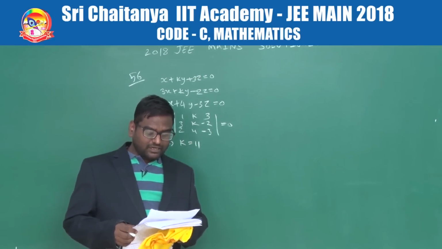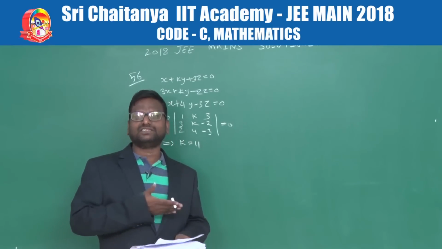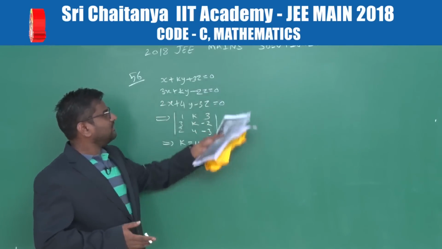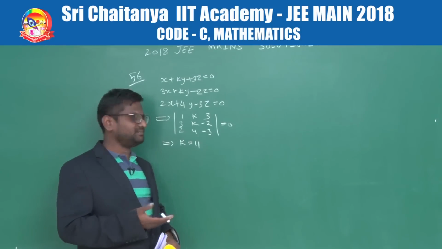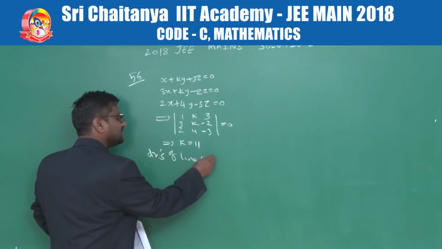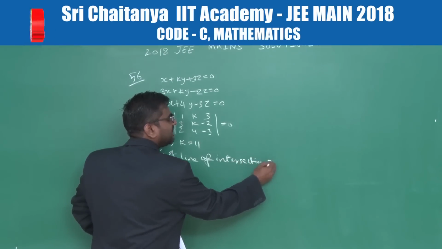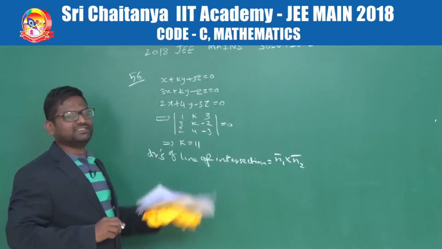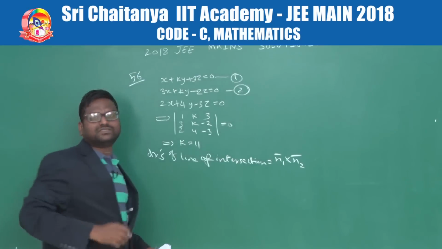Now, in order to find the value of xz by y square, one way is to actually solve the system with k equal to 11. Alternatively, since these are three planes passing through the origin, we can find the line of intersection, and we know the DRs of the line of intersection are directly given by the cross product of any two normals among the three planes. Let us say n1 is the normal to the first plane, n2 is the normal to the second plane.